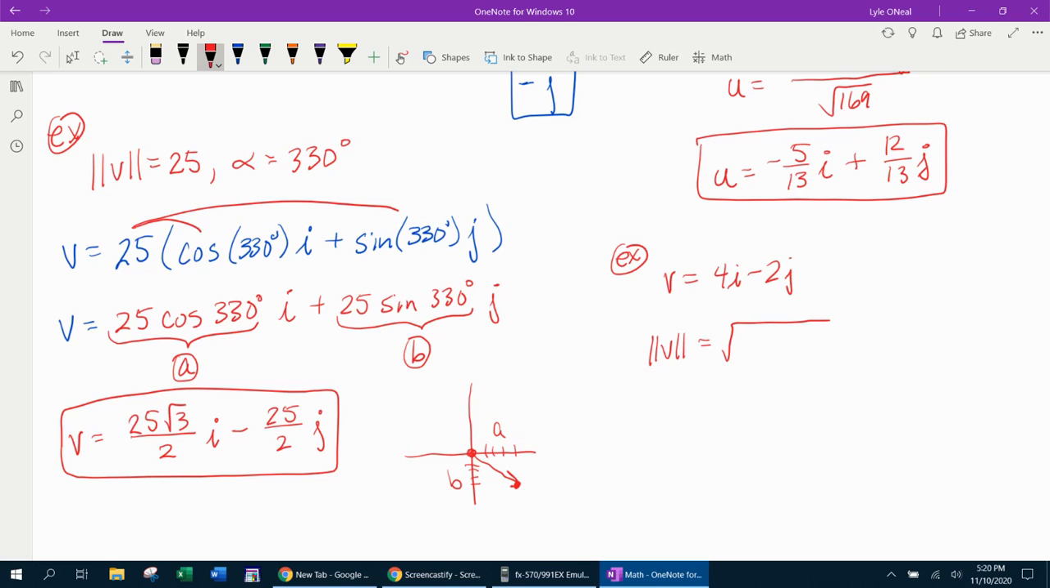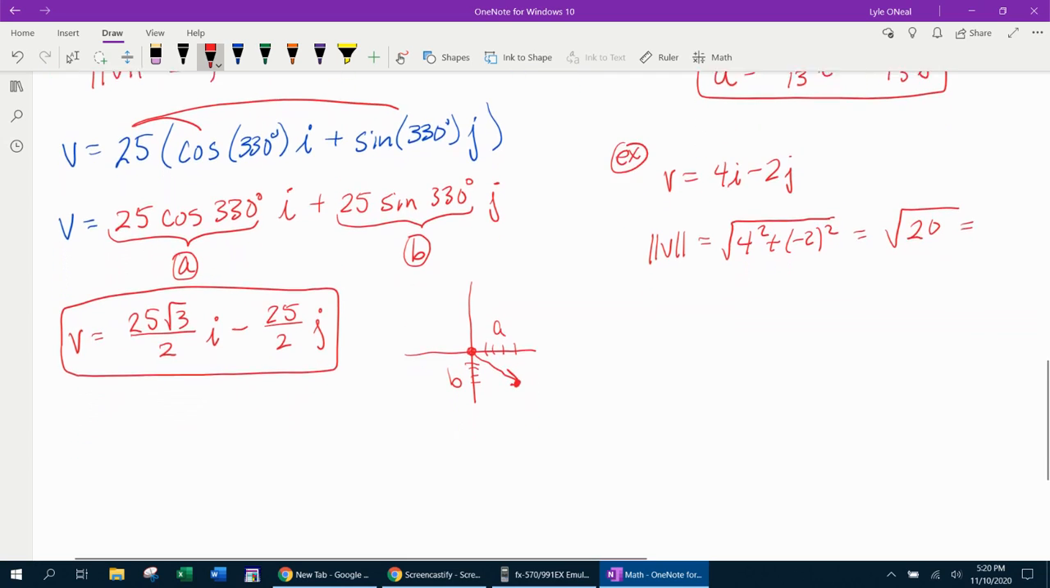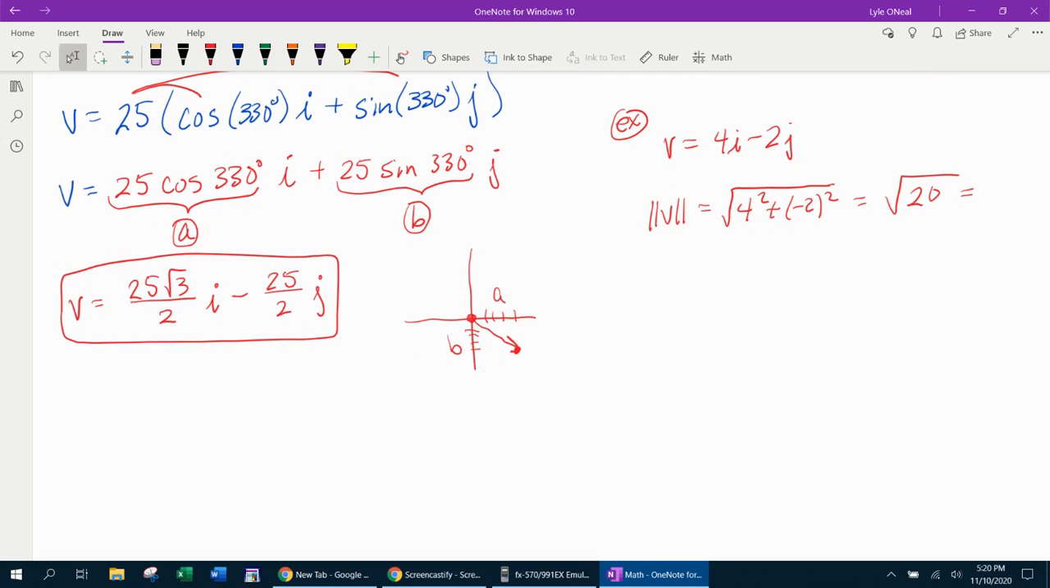So the magnitude is not that bad. That's the square root of a squared plus b squared, which is going to be the square root of 16 plus 4, which is 20. And that will actually simplify. 4 times 5 is 20. That'll reduce to 2 square root of 5. And you do want to write that in simplest radical form. That is the exact value of the magnitude.